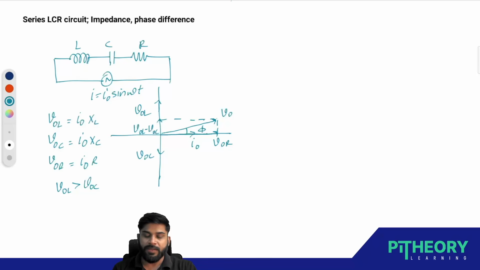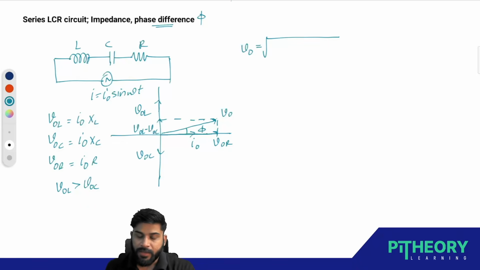So what are the things that we need to get here? First, we need to find the impedance, and then we need to find phi, that is the phase difference. Phase difference is nothing but phi. For this, we have the peak value voltage from this triangle that you have got. You can write V naught equal to the hypotenuse of this, so root over base square plus altitude square.